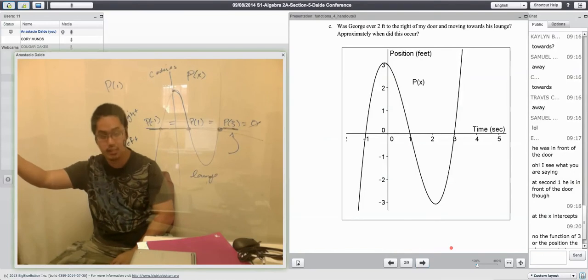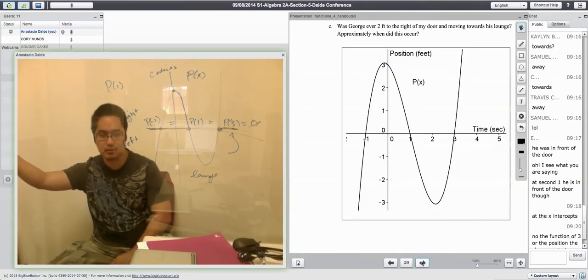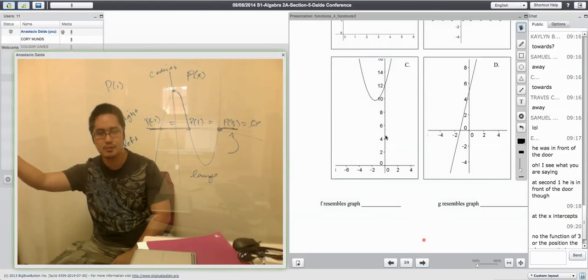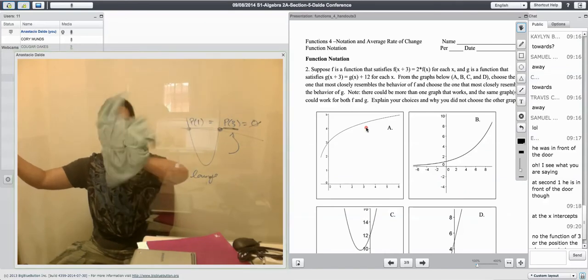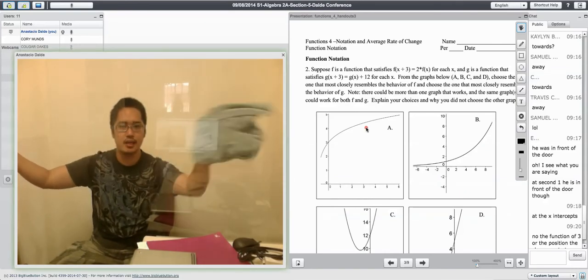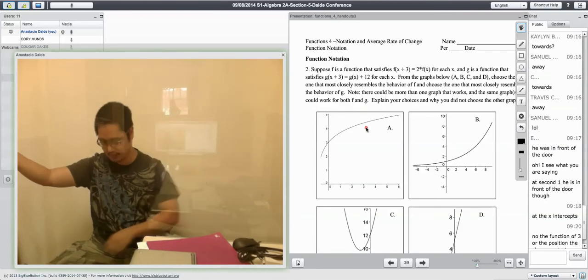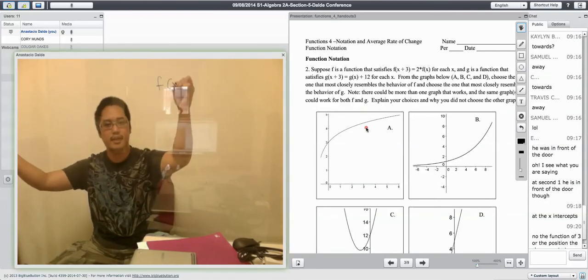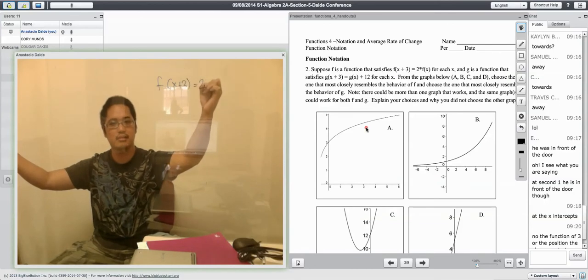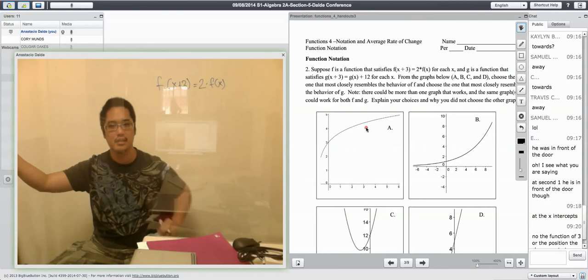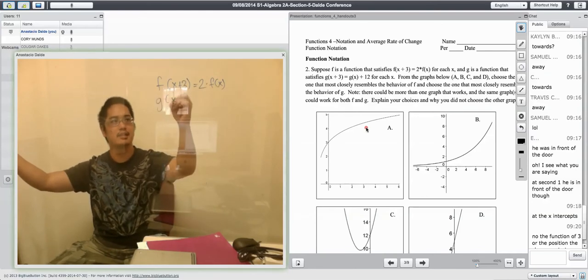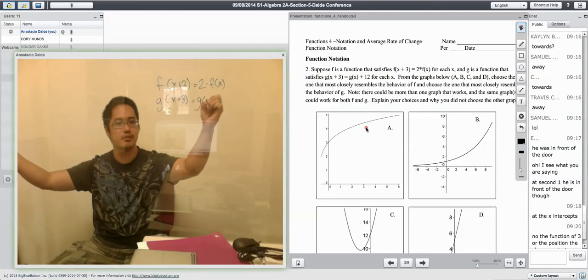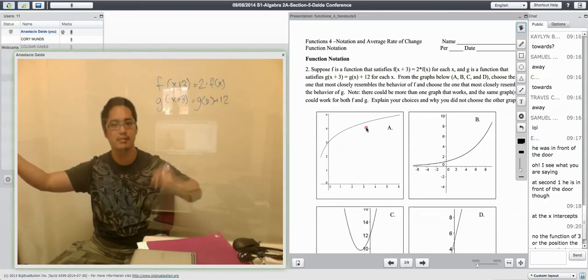Cool? Alright, now on to page 3, because this is what confused one, a couple, some of you. Suppose that f is a function that satisfies this: f of x plus 3 equals 2 times f of x for each x. And g satisfies this: g of x plus 3 equals g of x plus 12 for each x. The graphs below.